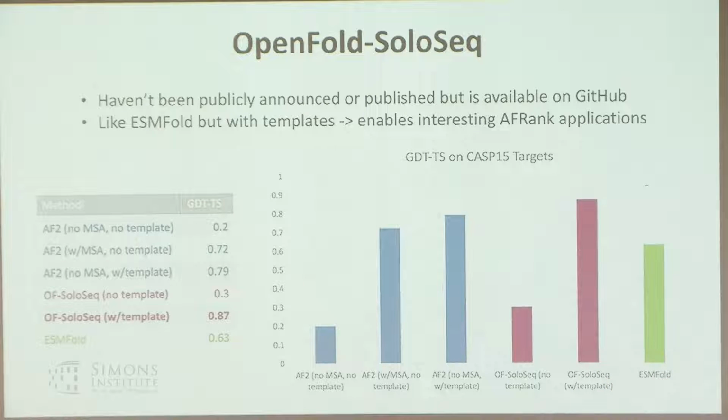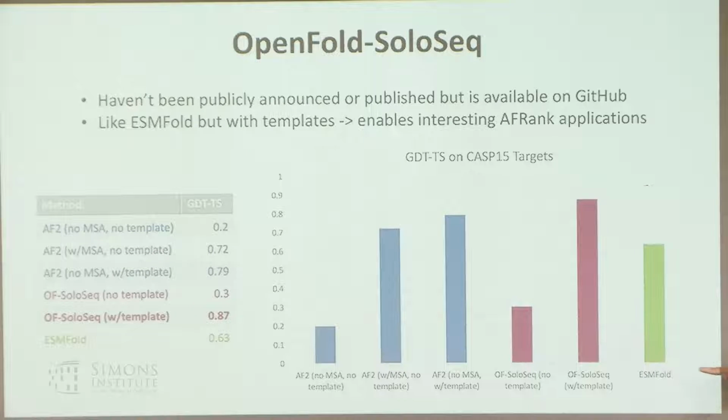What we see here for CASP 15 targets is something somewhat interesting. Solo-seq on its own is not very good on these very difficult targets. But what's interesting is that when you do provide a template, so you're giving it this kind of structural hypothesis, and then you ask how well correlated it is with the decoys, it actually outperforms both ESMFold and AlphaFold 2. So this approach, which is a protein language model-based approach, seems to actually learn a better physics function than the MSA-based approach.